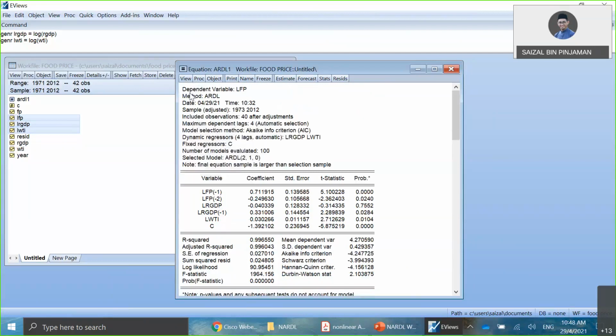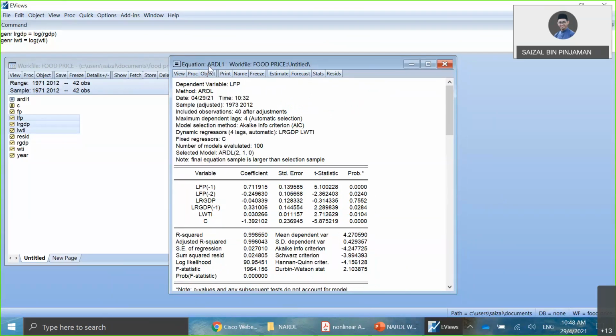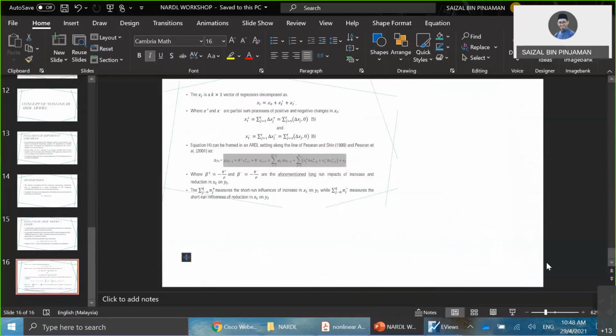So we proceed because we are running out of time already. So we proceed with the NARDL model. Remember we are still in the ARDL model, and the NARDL is just an expansion. We simply frame the asymmetry of the variables in the ARDL to construct the NARDL. So just like what we have in this slide.